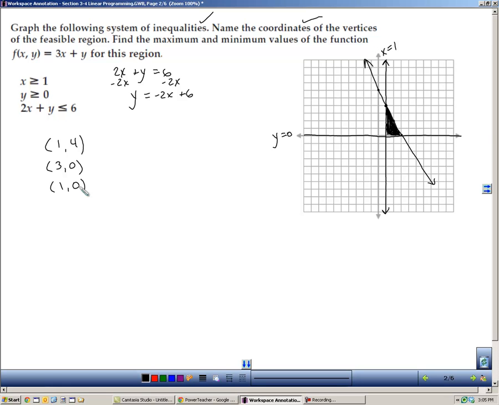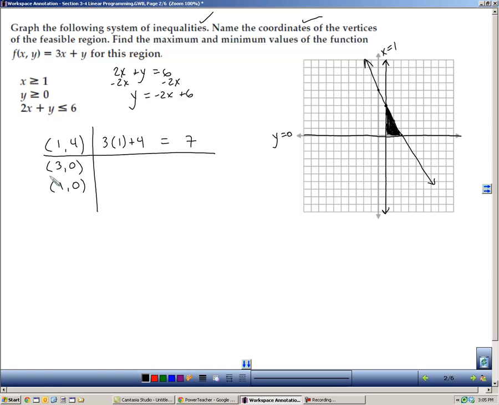I have those listed. Now I have to find the maximum and the minimum value of this function that you see here, f of x and y equals 3x plus y. Well, what I'm going to do is take my three ordered pairs and plug them in for x and y. So if I plug in an x of 1 and a y of 4, I get 3 times 1 is 3, plus 4 is 7. So my value when I plug in (1, 4) is a 7.